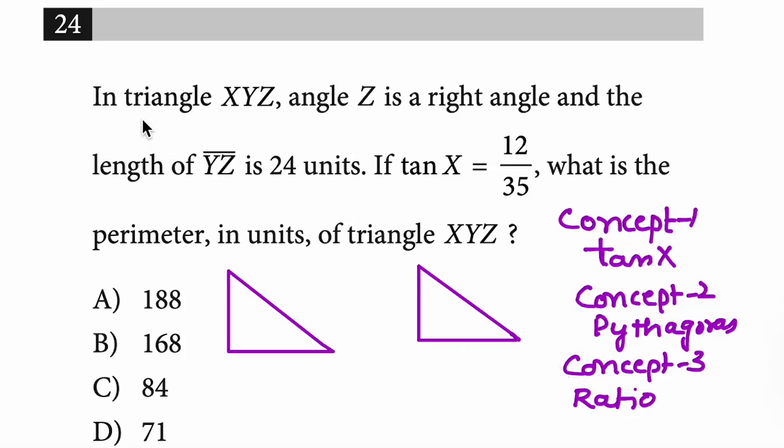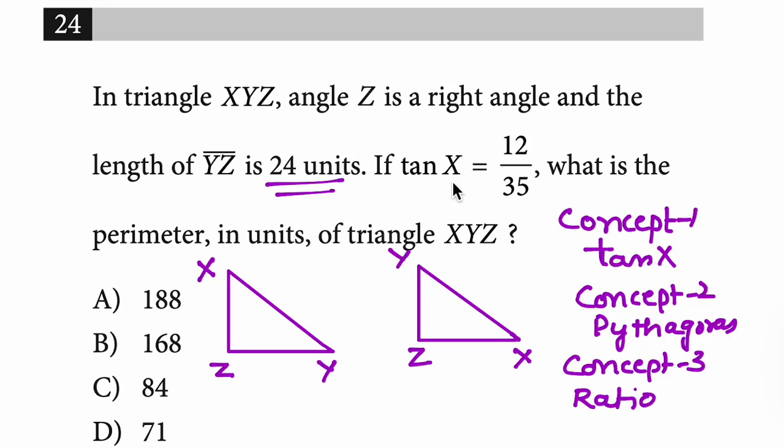Let's read the question. In triangle XYZ, angle Z is a right angle, and the length of YZ is 24 units. If tan of X is equal to 12 by 35, let's stop here. In the first triangle, I am placing X here and Y here. And in the second triangle, I am placing X here and Y here, just to make the concept very clear.